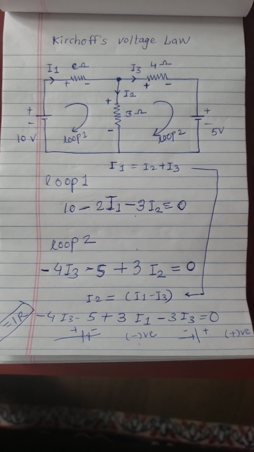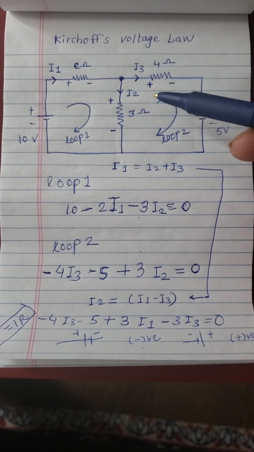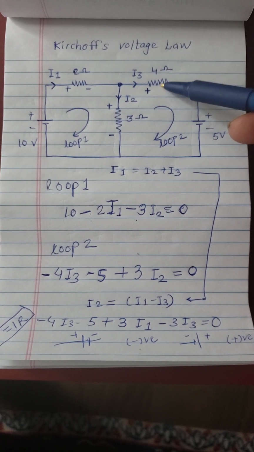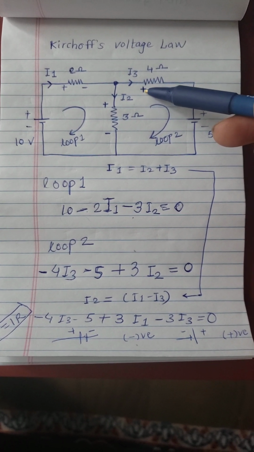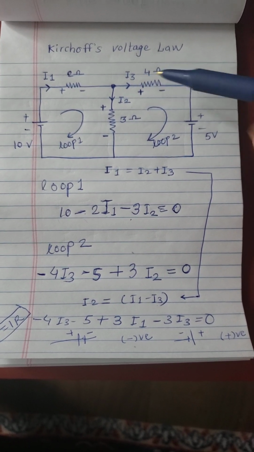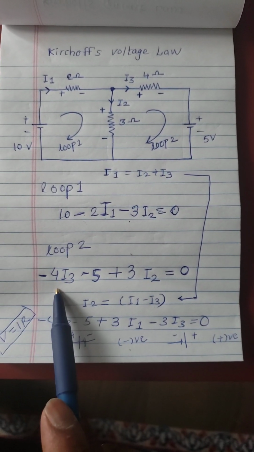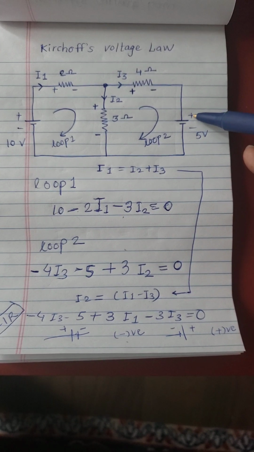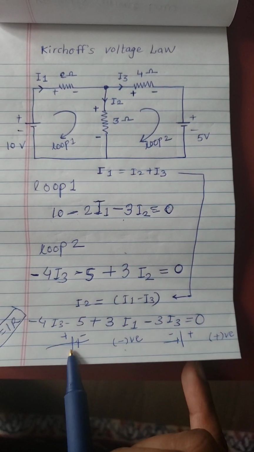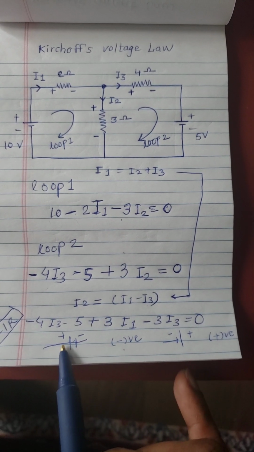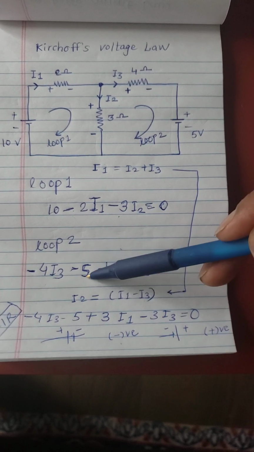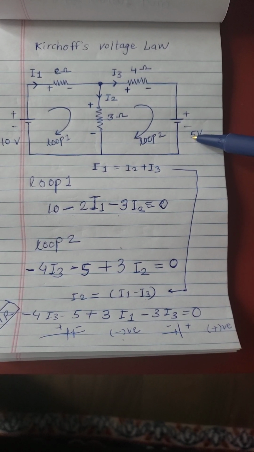Similarly, if you want to write Kirchoff's voltage law equation for loop number 2, how are you going to write it? Start from here, like V equal to I into R. Since this is in the direction of current, plus and minus, so minus 4 I3, which I have written here. Then here, if you see, the battery is first plus and then negative. If it is positive and negative, then write it as negative. Hence minus 5, the battery value.